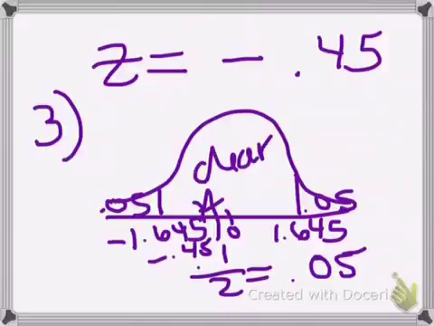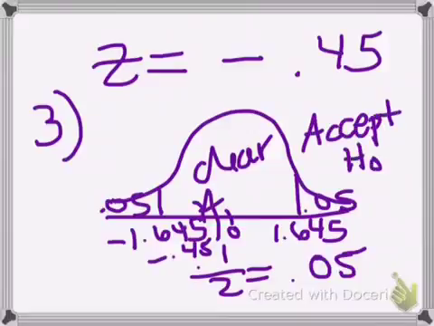If you end up in the clear, you remember you will accept your H naught. If you end up in a tail, you will reject your H naught. And I'm going to leave you there. I think you can finish out this problem from there.